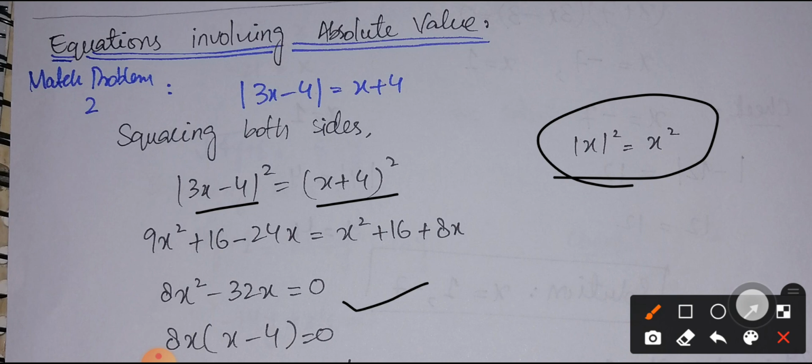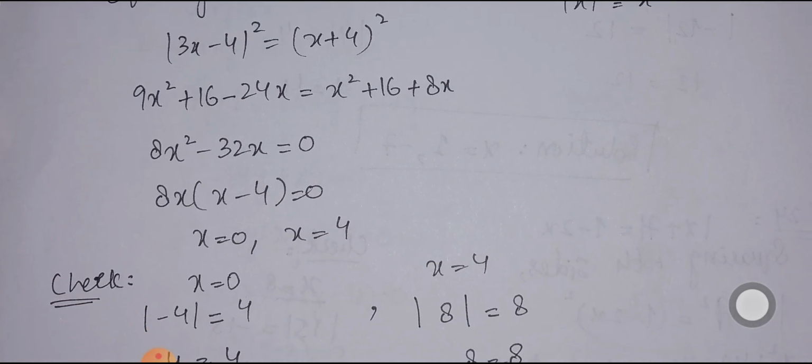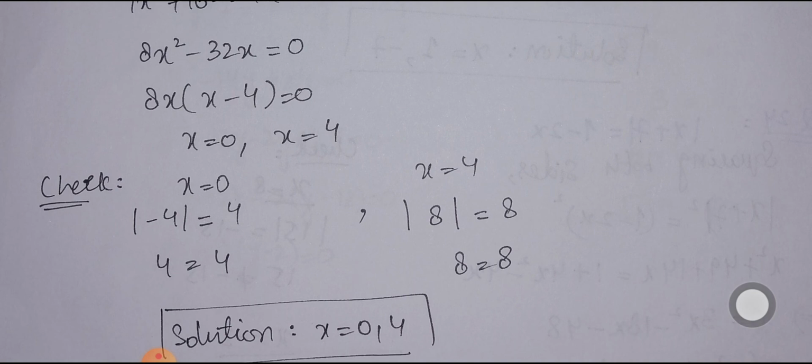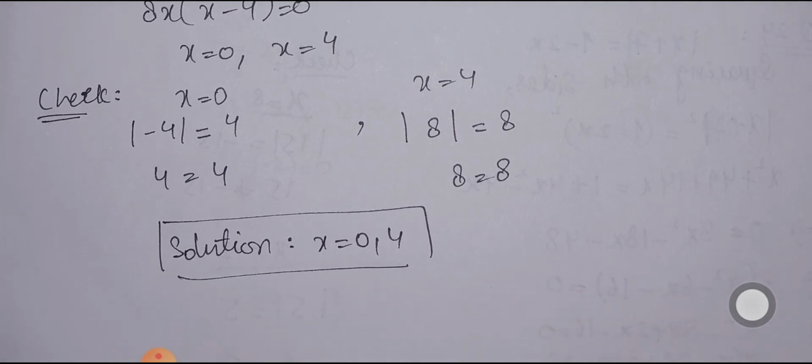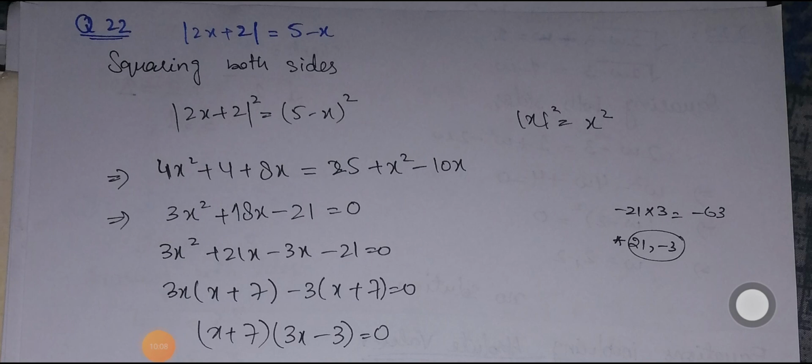quadratic equation, and we can solve it with the help of simple factorization, or you can apply the quadratic formula as well, but in this case c will be 0 as no constant term is appearing over here. So here we get the two solutions, x is equal to 0 and x is equal to 4. Again we have to check the answer for the original equation. x is equal to 0 and 4 both are satisfying the equation, so it means that both are the solutions of the given equation. Next we have question number 22.